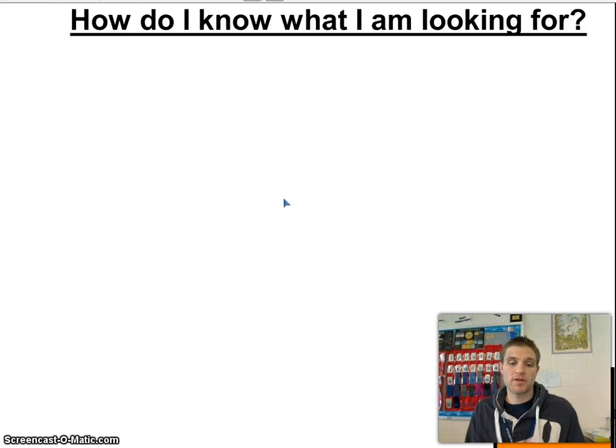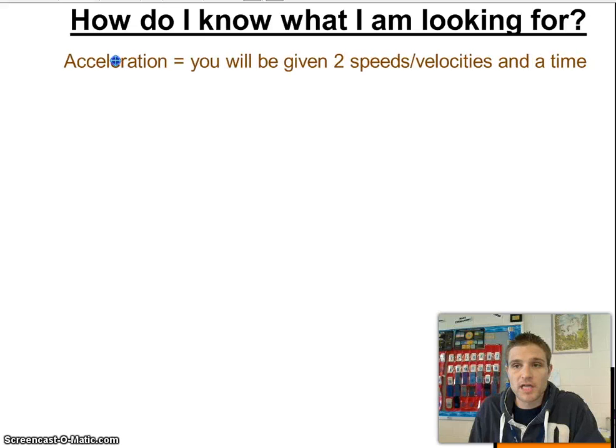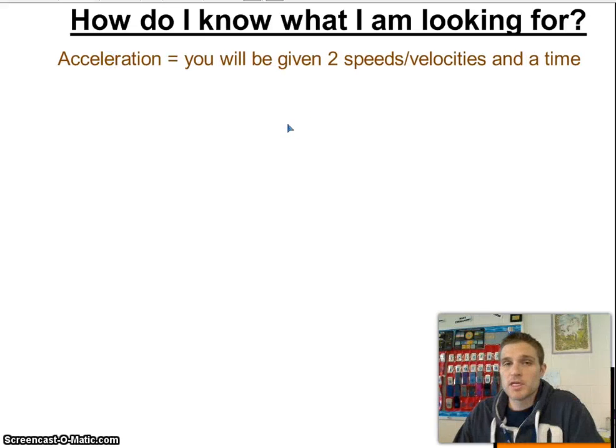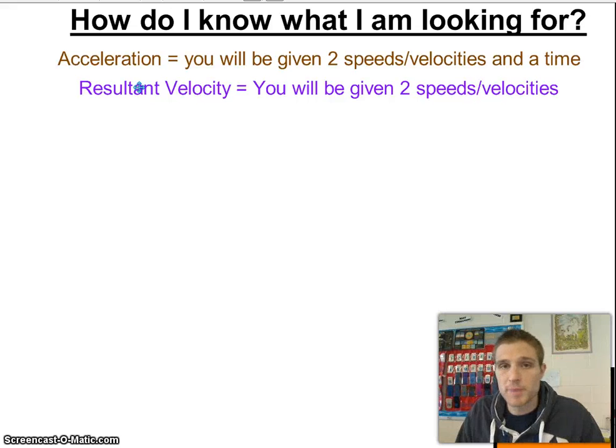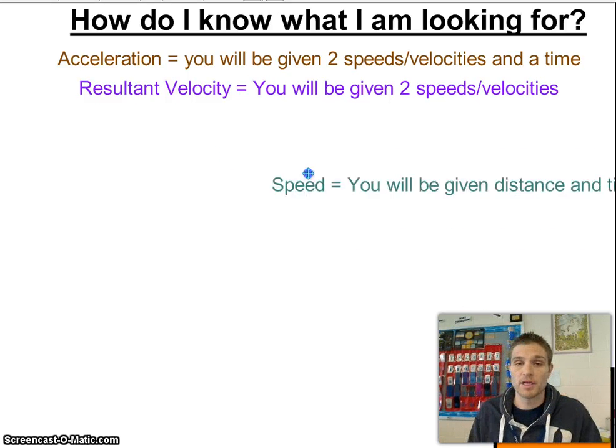So here's the last part of the video we want to talk about. How do I know what I'm looking for? Well, if I'm looking for acceleration, I'm going to be given 2 speeds or velocities and a time. So every time I see 2 speeds or velocities and a time, I know I'm looking for acceleration. If I'm looking for resultant velocity, I'm going to be given 2 speeds or velocities, and that's it. Okay, I might be given a time, but we need to make sure that if it's asking for velocity, those are the 2 things that I'm using.